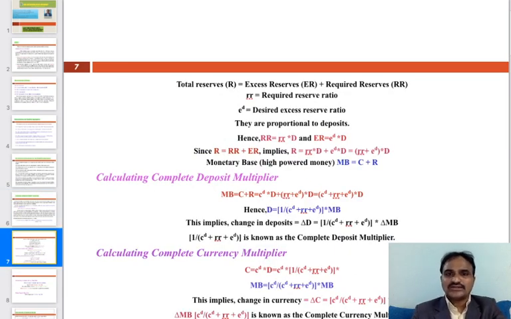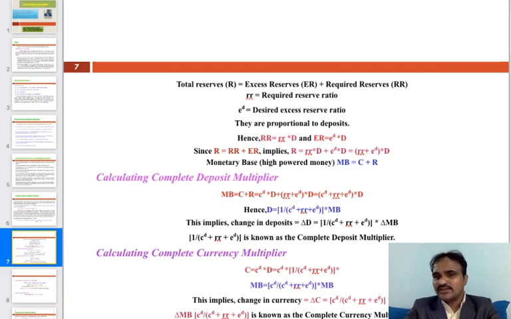So here you can observe total reserves R is equal to excess reserves plus required reserves, that is R is equal to ER plus RR. And you can indicate a small rr, the required reserve ratio, and ed, the desired excess reserve ratio, they are proportional to deposits. Hence, RR is equal to small rr multiplied by D, and excess reserves is equal to ed multiplied by D. Since R is equal to RR plus ER, this implies that R is equal to rr multiplied by deposits plus ed multiplied by deposits. So, (rr plus ed) multiplied by D is clearly total reserves.